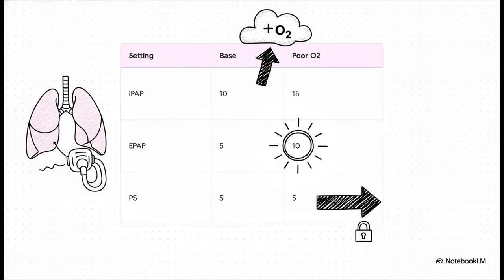But hold on a second. If we leave the IPAP at 10, our pressure support drops to 0. So to keep our pressure support completely steady at 5, we are forced to also raise the IPAP up to 15. Our pressure support stays exactly the same, but our oxygen-driving EPAP has successfully doubled.